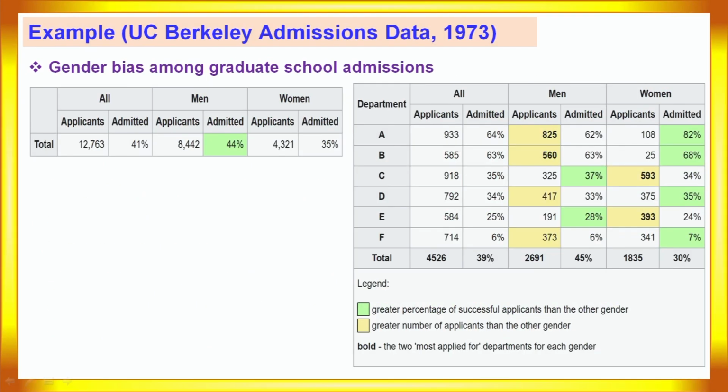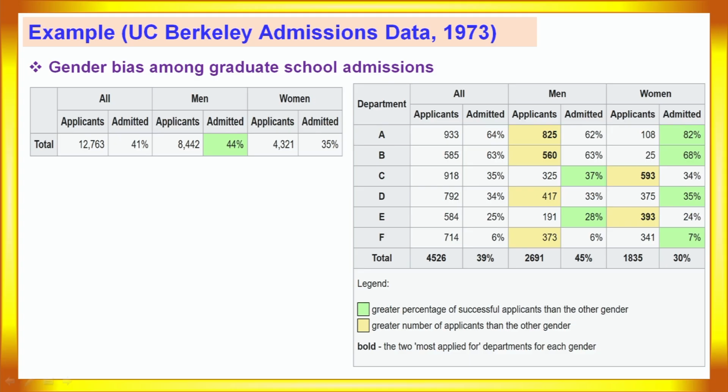It will be clearer if you look into the example. It is one of the famous examples of this particular Simpson paradox. Here, one study was carried out to look into gender bias in college admission in the USA.